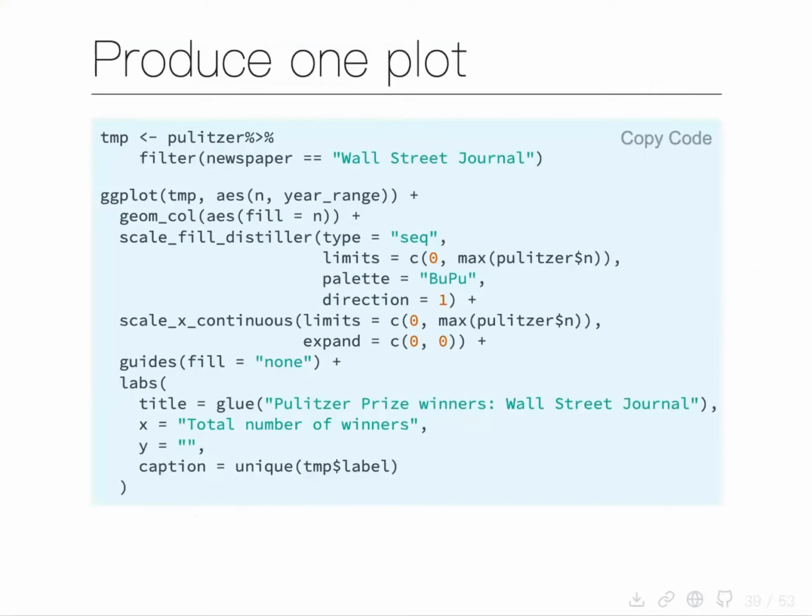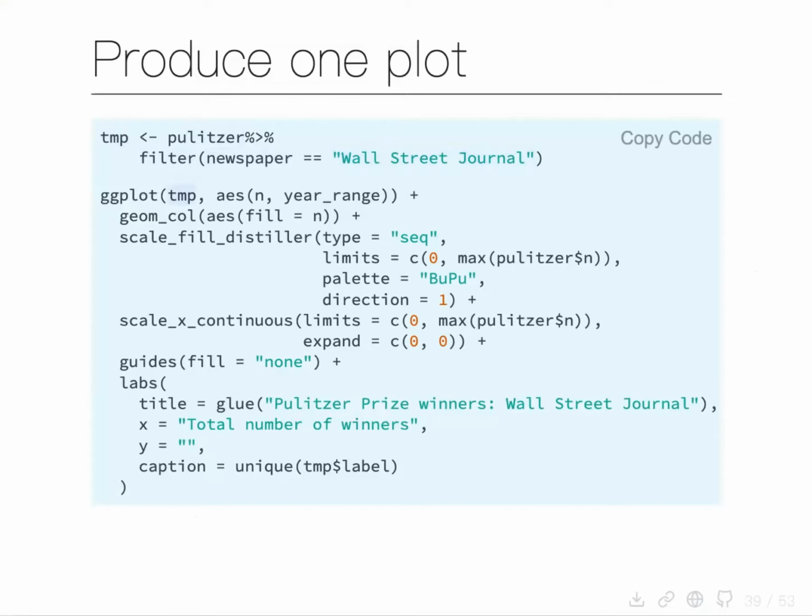So if I want to produce one plot, I could do something like this, right? So I'm creating an object here called temp. And I have pulitzer. I'm going to pass that to filter and say where the newspaper is equal to the Wall Street Journal. Then I'm going to create my plot where I'm just using temp.